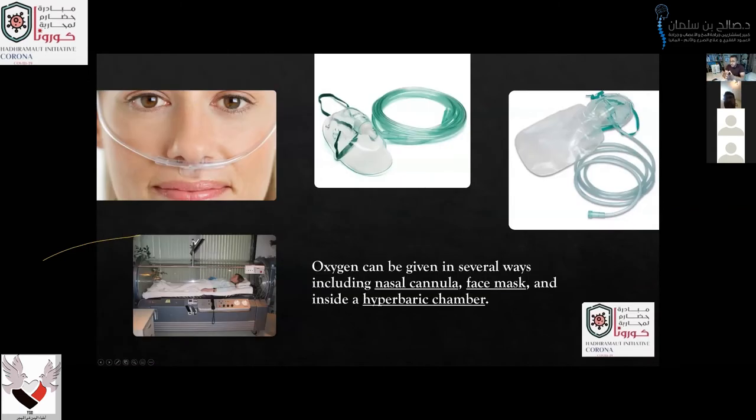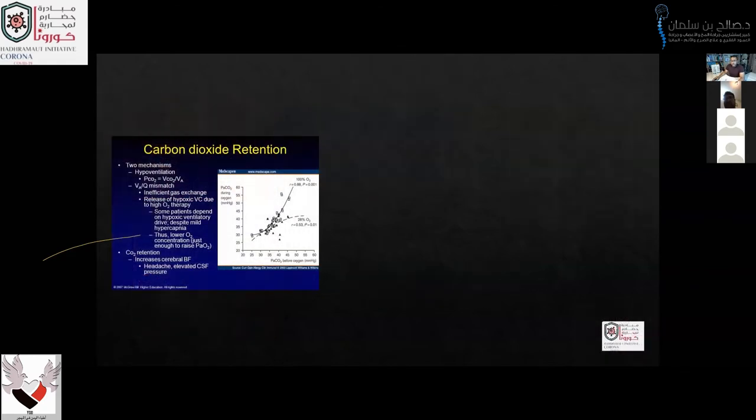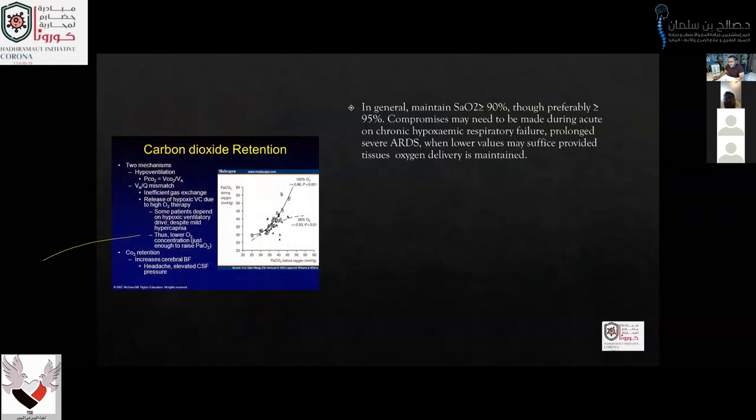We transmit the oxygen therapy to the patient through masks. We have three types: nasal cannula, normal mask or face mask with reservoir, and hyperbaric chamber for carbon monoxide toxicity. In general, maintain peripheral saturated oxygen over 90%, preferably more than 95%.